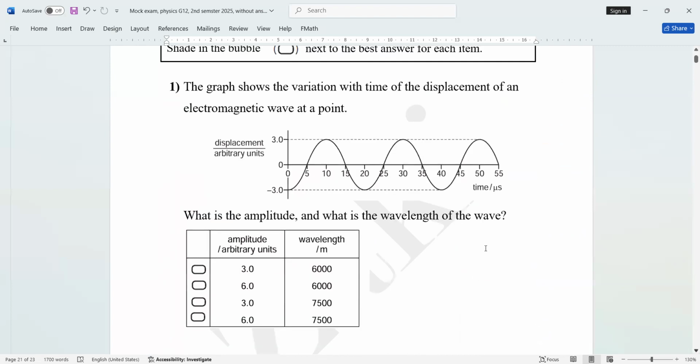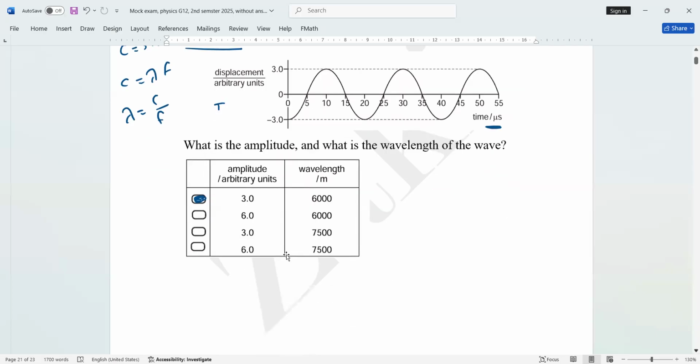He said find the amplitude and the wavelength. Here, the graph shows variation of time displacement of an electromagnetic wave. Electromagnetic means the speed is 3 times 10 power 8. So we need the wavelength. C equals lambda F, so lambda equals C over F. We find the time period and then we find the frequency. Then the answer of this part comes when you solve. So this is an applying question. Next question.